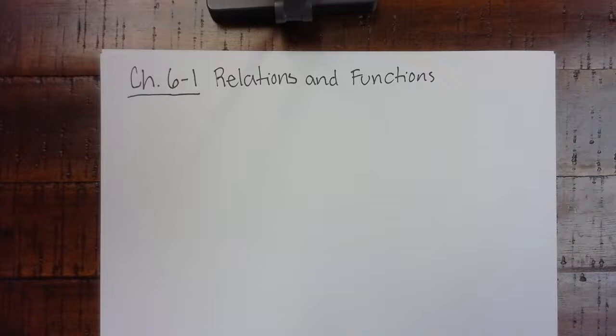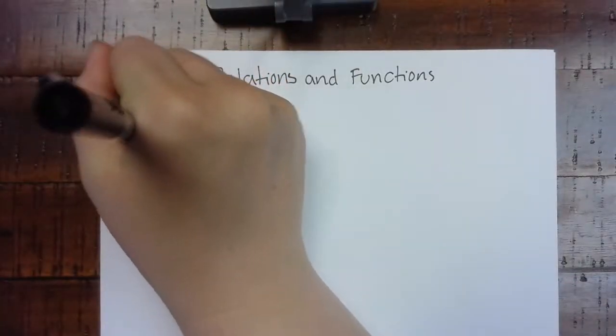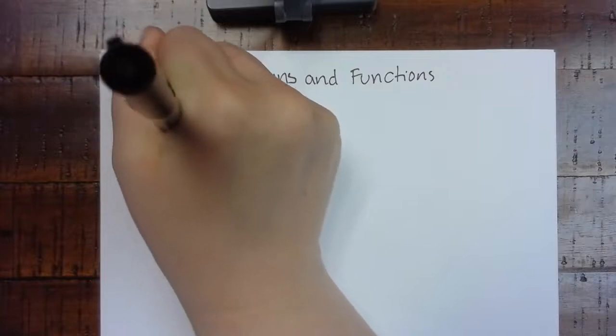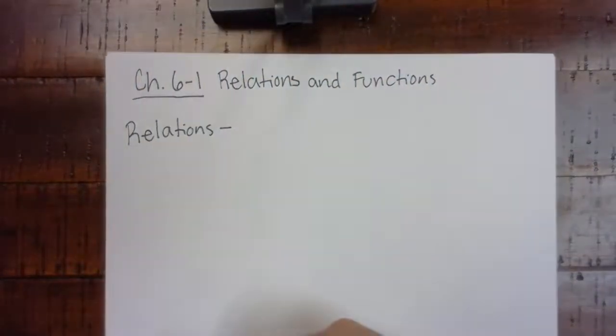So, going over relations and functions, we're going to have to begin with our terms. It's really important to go over what these terms mean so we know what we're talking about when we're explaining our math. So let's start with the term relations.